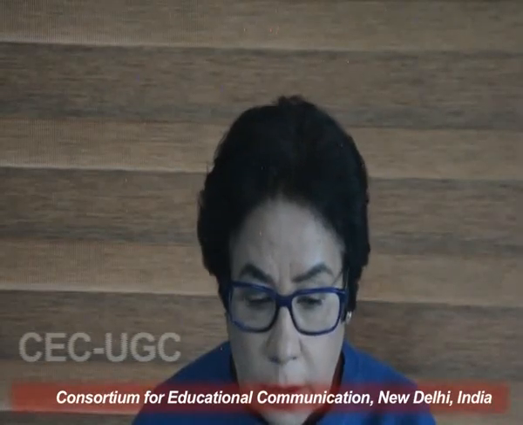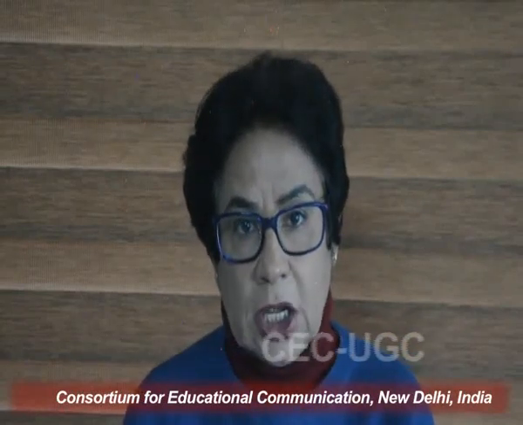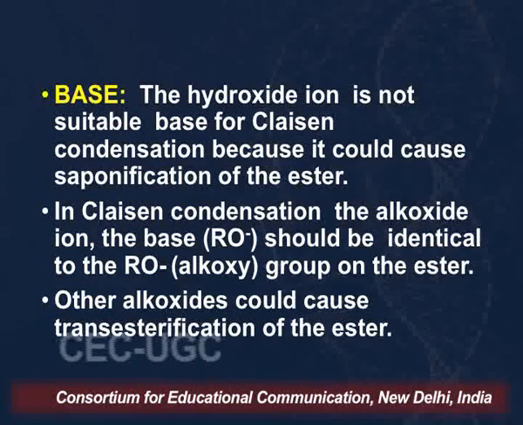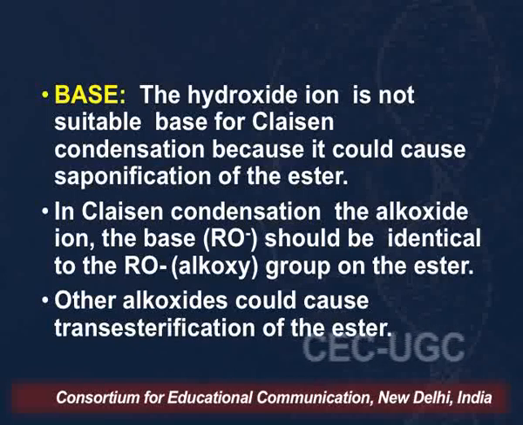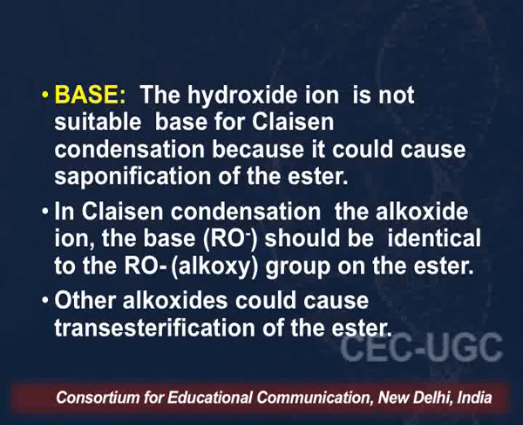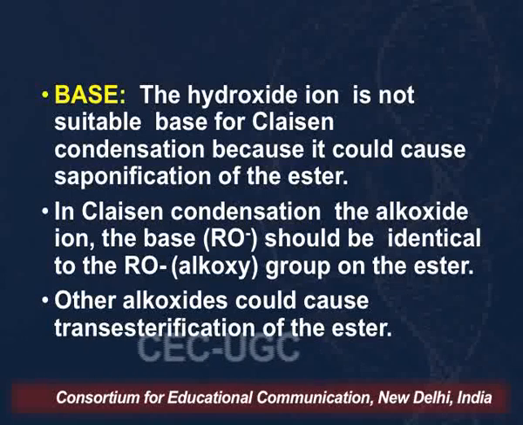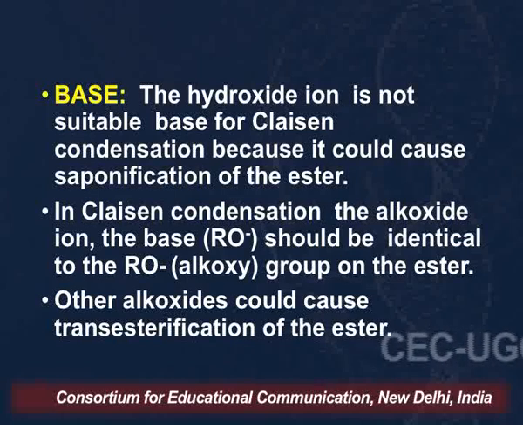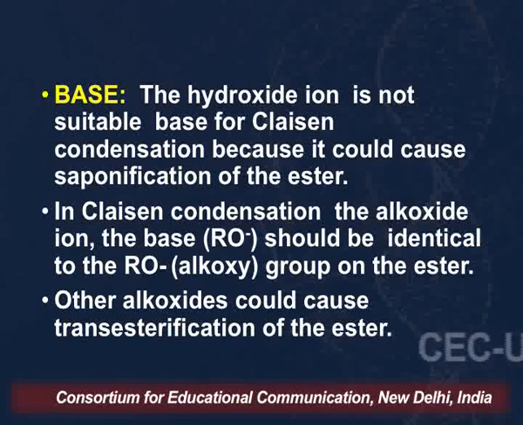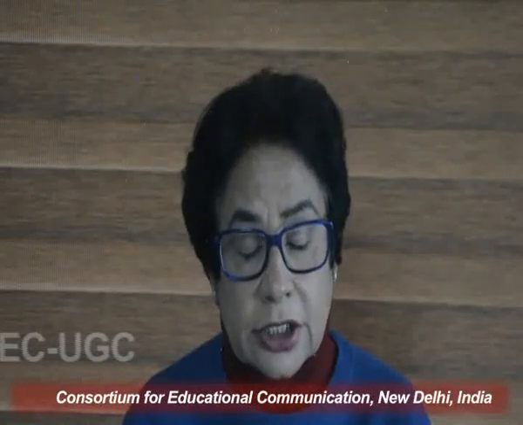Now we go on to what should be the nature of the base. If we talk of the nature of the base, we should not take hydroxide ion as a base. The reason being that this molecule could also bring about saponification of the ester, so that is not a very wise idea. We can use sodium alkoxide, in which case the alkoxide acts as a base, which is a very good reagent to bring about Claisen ester condensation.